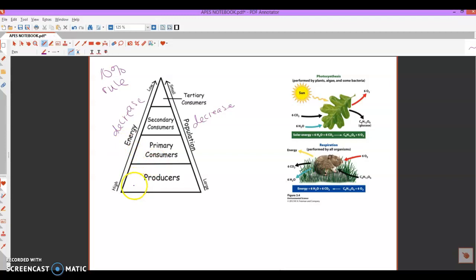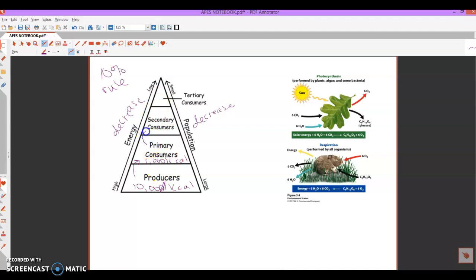Let's say you're given a problem where it says there are 10,000 kilocalories of energy at the producer level. So moving up to the primary consumer level, we're only going to be transferring 10%. So what is 10% of 10,000? Well, guess what? You just knock off the 0 at the end. So now we're down to 1,000 kilocalories of energy at the primary level.